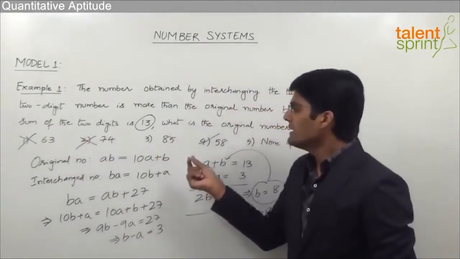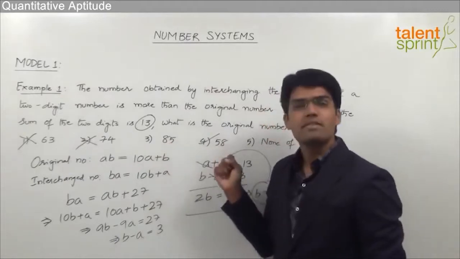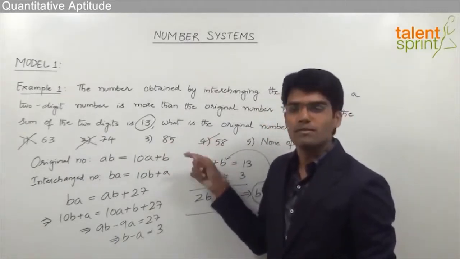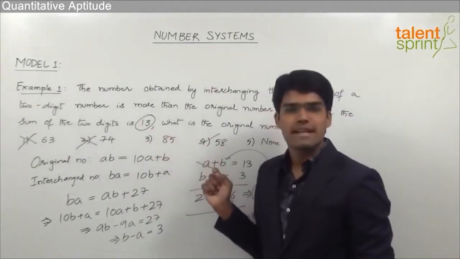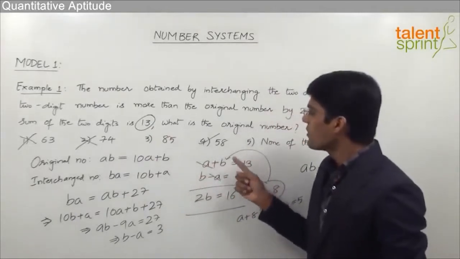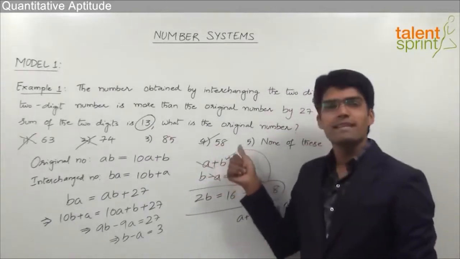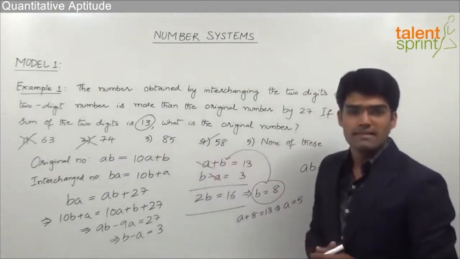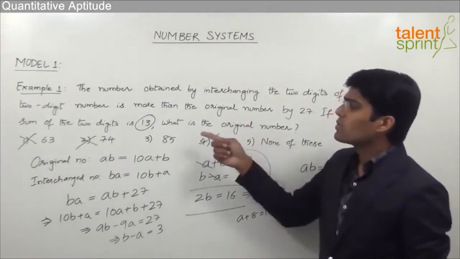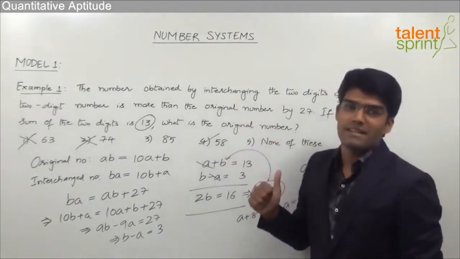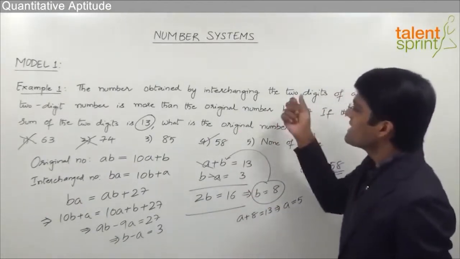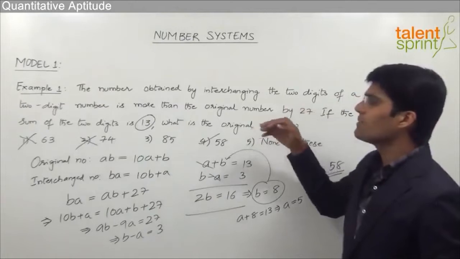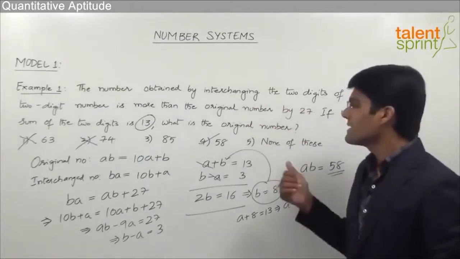Moving to option 3, the sum of the digits 8 plus 5 is equal to 13. So this may be the possible answer as one of the conditions is satisfied. And similarly in option 4, the sum of the digits 5 plus 8 is 13. So either option 3 or option 4 may be the answer. Let us now see which of these options satisfy the other condition. That is, if we interchange the two digits, the number obtained should be more than the original number by 27.